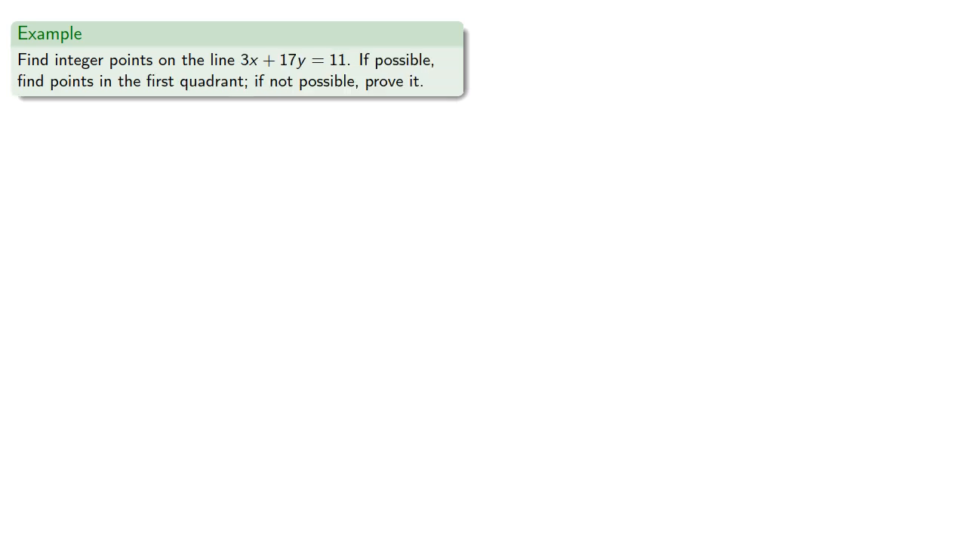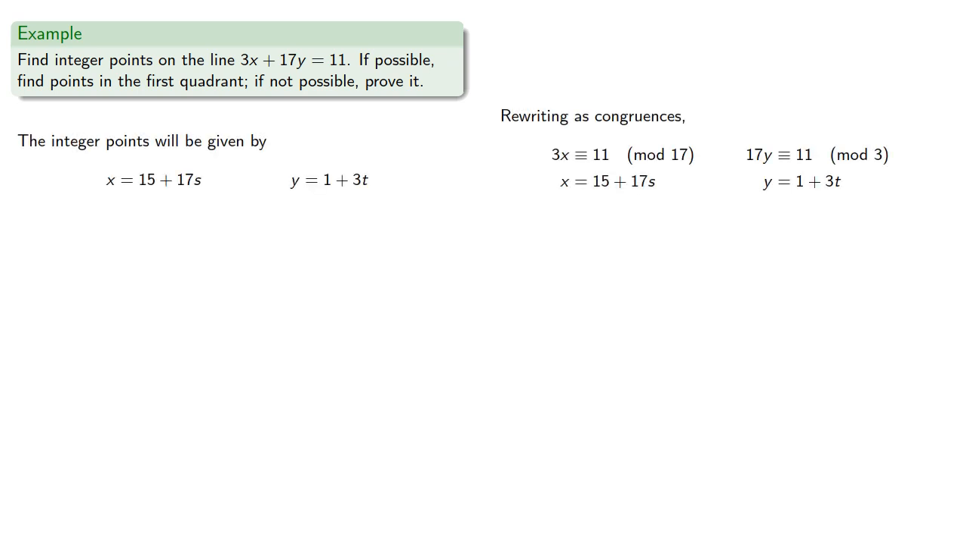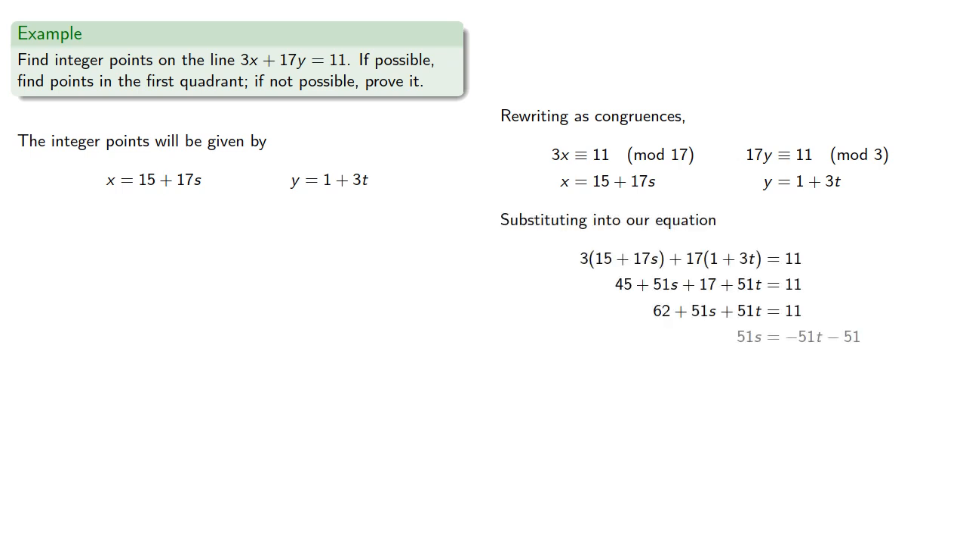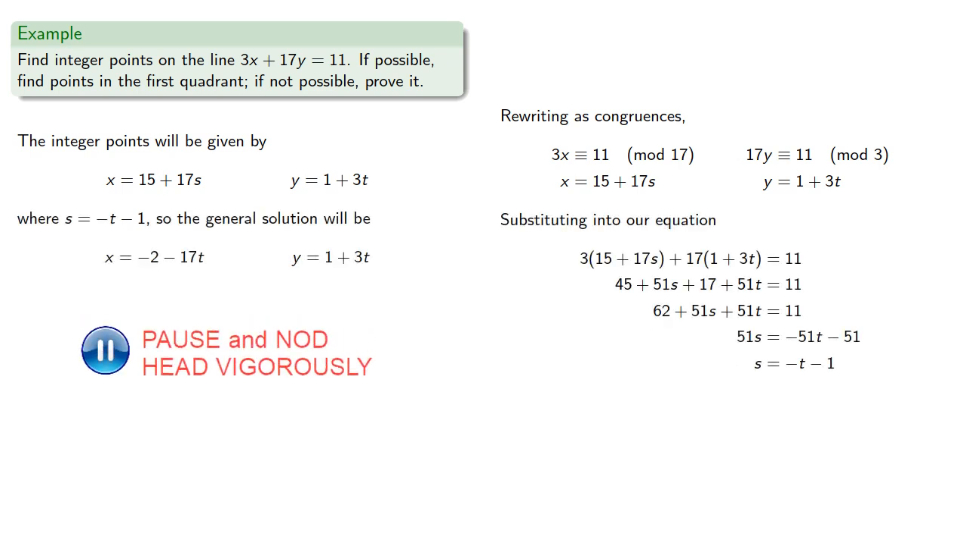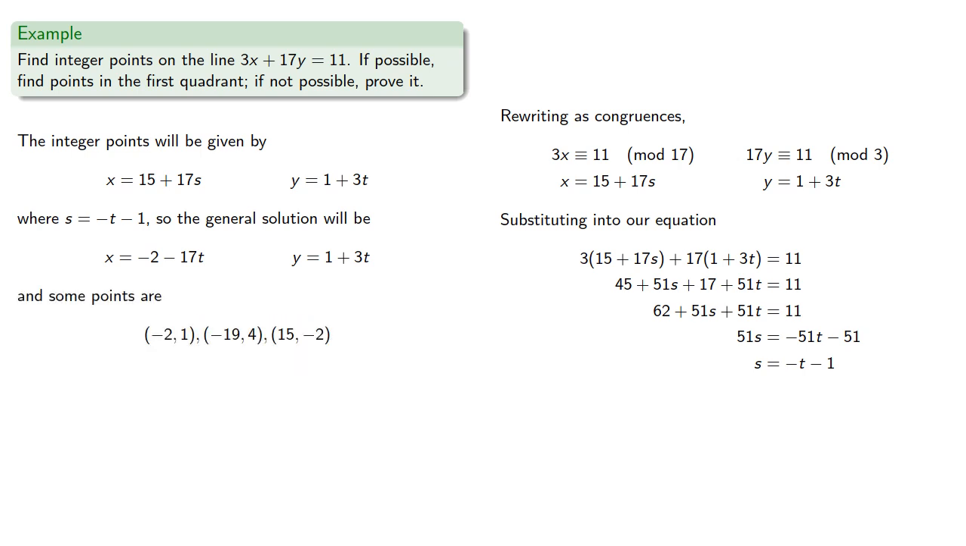Now, an even more important problem is not just finding integer points, but finding integer points that satisfy some additional requirements. So, for example, we might want to find points in the first quadrant on the line. So again, the integer points will correspond to the congruences, and so we solve them, substitute into our equation, and we can find some points.